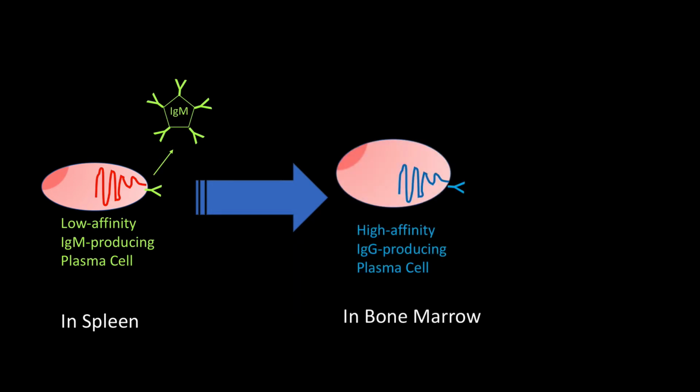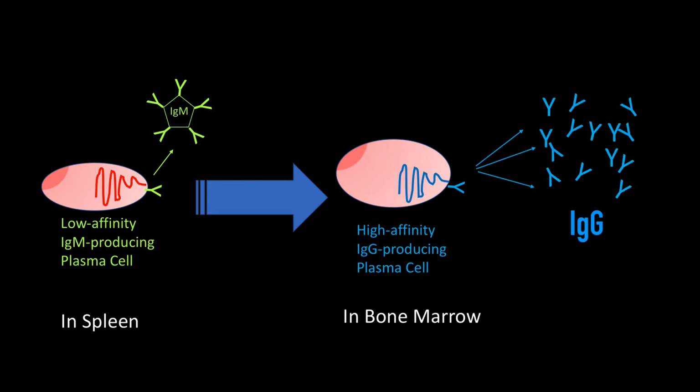IgG antibodies exist as monomers, or single antibody molecules with 2 high affinity binding sites. As a result, the presence of low affinity IgM antibodies is not further required and their production is diminished with the arrival of high affinity IgGs. IgG producing plasma cells migrate to the bone marrow.